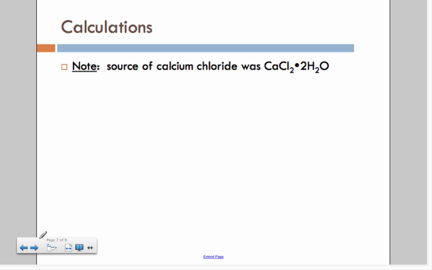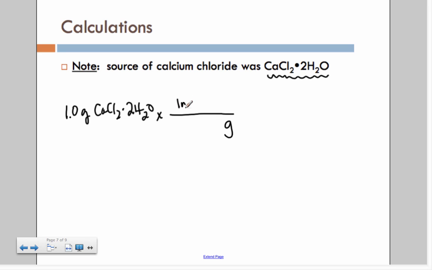Okay. As part of the calculations, guys, you're going to want to make sure that you note that we didn't use calcium chloride, we used calcium chloride dihydrate as our source of calcium chloride. So in terms of calculations, how is this going to affect your results? Well, if you're trying to determine how much of your product you could make from this, you would set it up like this: 1 gram of CaCl2·2H2O, and then you would convert grams to moles of that.